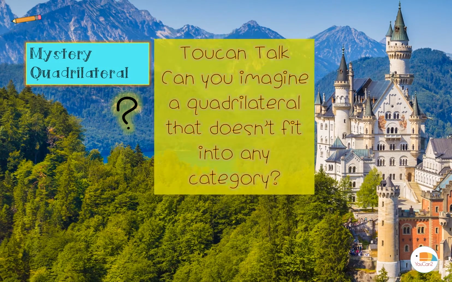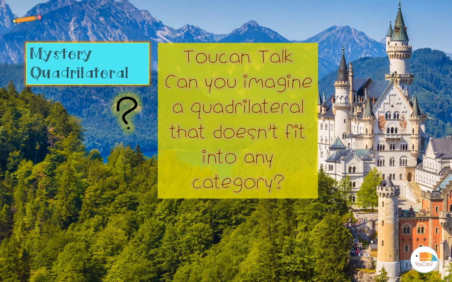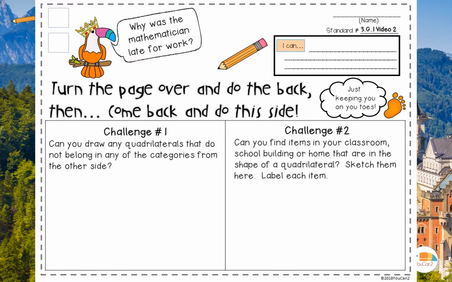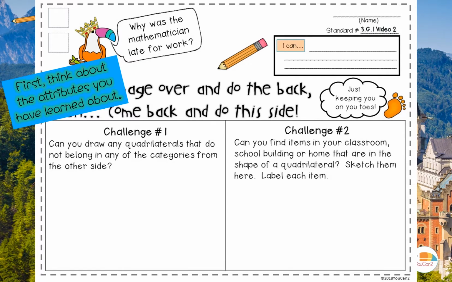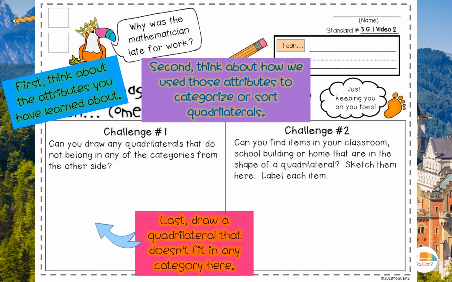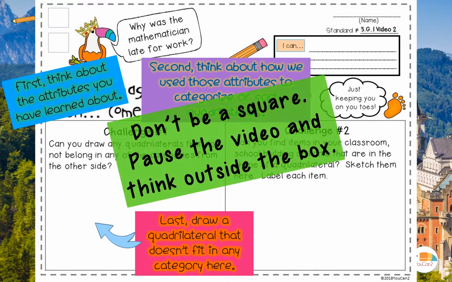Hey, can you imagine a quadrilateral that doesn't fit into any category we've talked about? Because guess what? The quadrilaterals aren't entirely happy with King Ucan's drawings. They want a garden made from quadrilaterals that have not been talked about yet. So first, think about the attributes you've learned about. Then, think about how we use those attributes to categorize or sort quadrilaterals. And last, draw a quadrilateral that doesn't fit in any category. Okay, don't be a square. It's time to think outside the box.